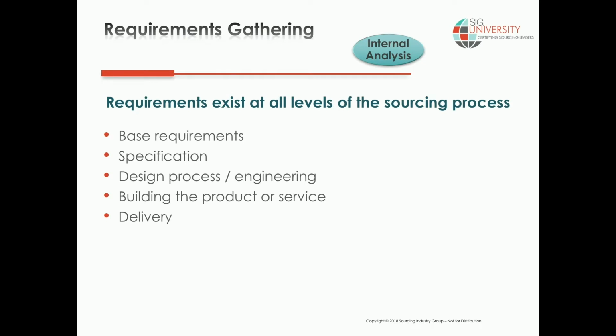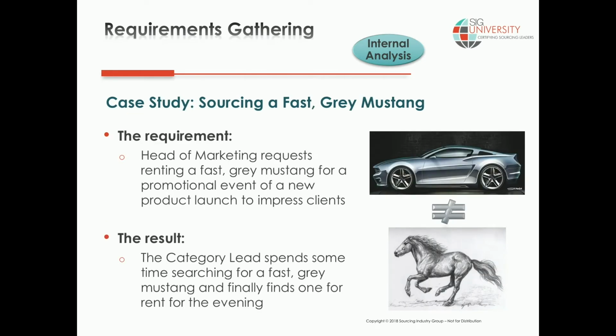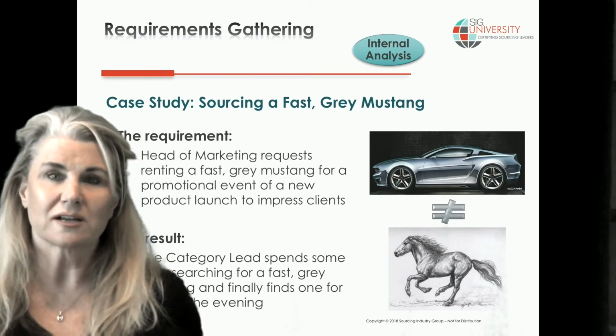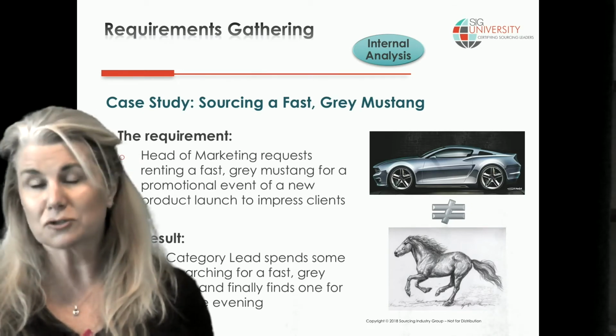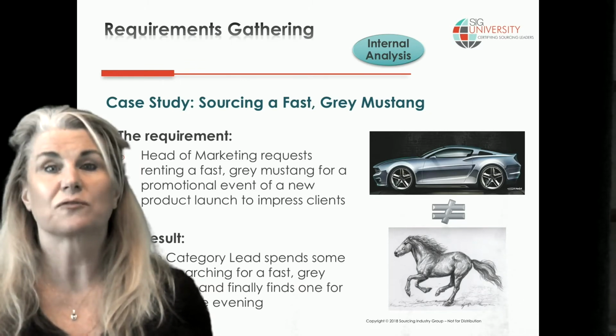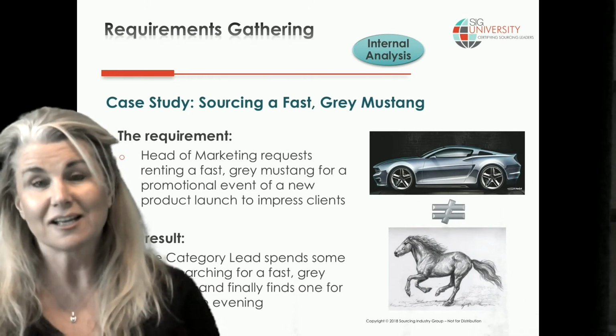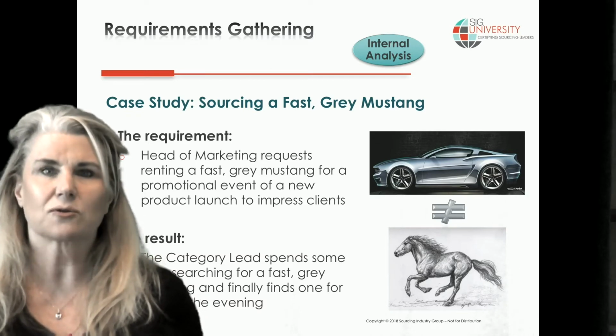Now I'm going to give you an example where this went wrong. In this case study, the head of marketing said that we require a fast gray Mustang. Well, sourcing went out and looked for a fast gray Mustang, but they didn't do a good job asking what the requirements were, when actually marketing was looking for a car, and they went out and sourced a gray Mustang. This is the reason that requirements gathering is very, very important. We hear one thing, and our own personal interpretation may not be the same as what the person is actually trying to achieve. So it's really important that we know what the product's going to be used for.